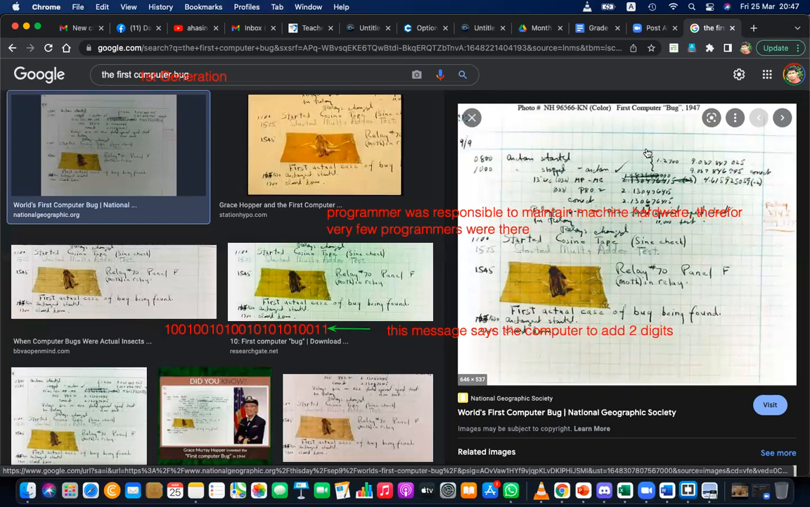So he wanted to remove that bug. So we call it debug now. Still we call that word, right? Bug is a program error. Debug means fixing that error.